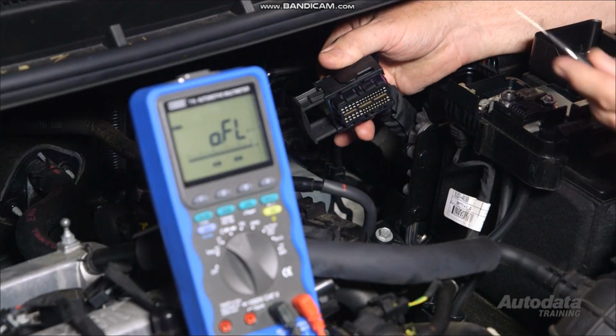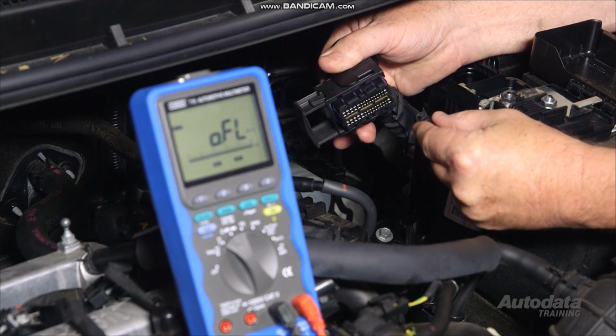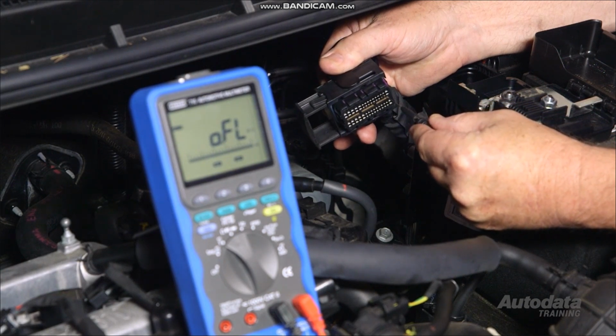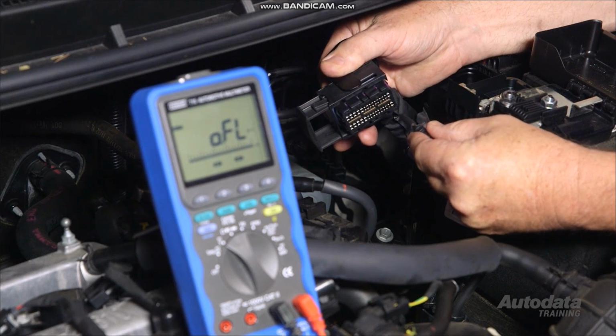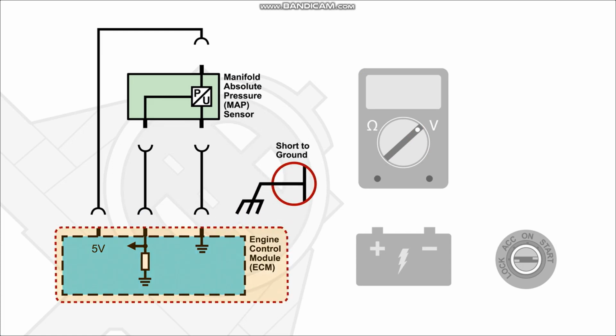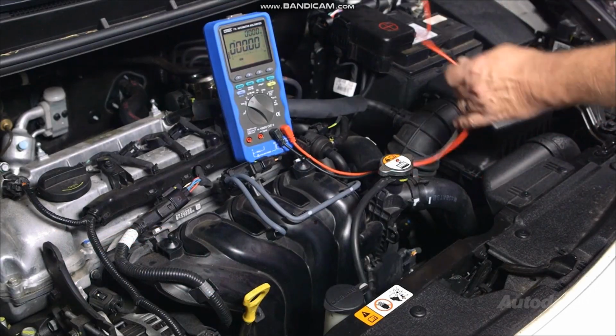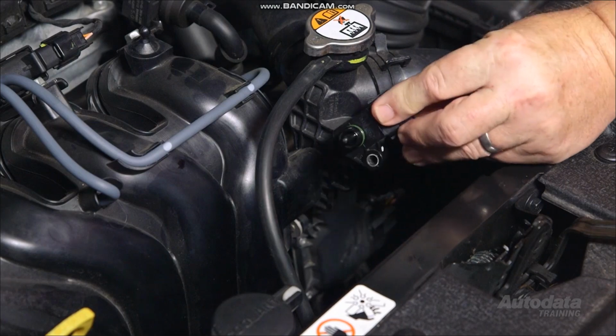To eliminate or confirm a short to another circuit, set the meter to ohms and check for continuity between the sensor signal terminal and all other terminals in the ECM connector. If this test reveals no fault, then the ECM will have an internal short to ground. If all circuits and connectors are confirmed as OK, then replace the MAP sensor.